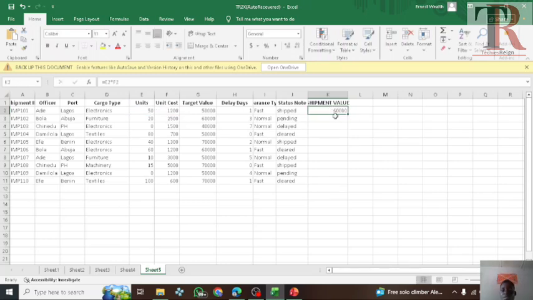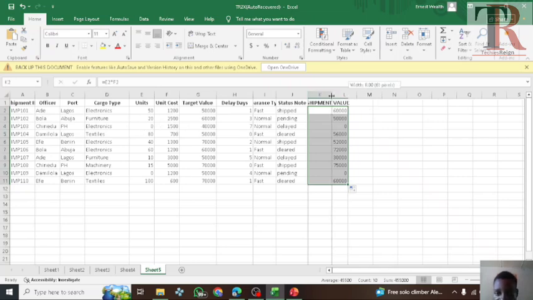Remember that shipment value, the E2 times F2, is just calculating this cell times this cell. This is the symbol for multiplication in Excel, as we explained in the previous videos. So now we drag this down, and all this is multiplied. This times this, this times this, this times this. This is to get the shipment value.